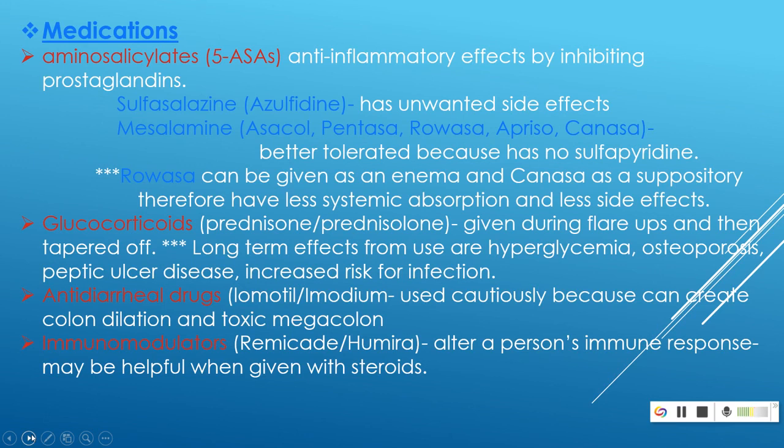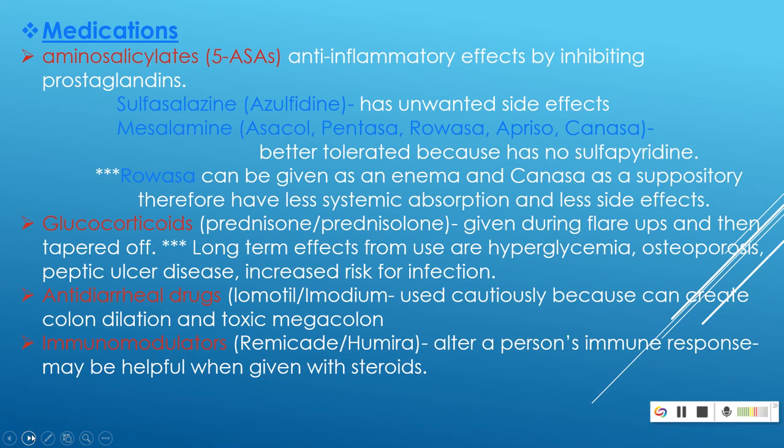So your aminosalicylates. Sulfasalazine, this one has unwanted side effects. If you notice, it's got the word sulfa in it. A lot of people have allergies to sulfa, so we need to be careful with that. Mesalamine, this one I've seen used more often. It's better tolerated because it has no sulfapyridine in it, so that's one reason it can be tolerated. Rowasa is a form of mesalamine that can be given as an enema, and Canasa, which is also a mesalamine, as a suppository. Therefore, they have less systemic absorption and fewer side effects.